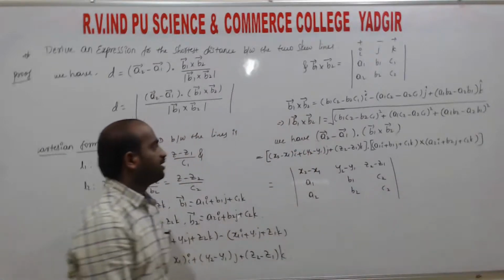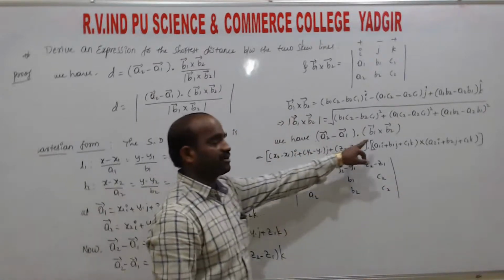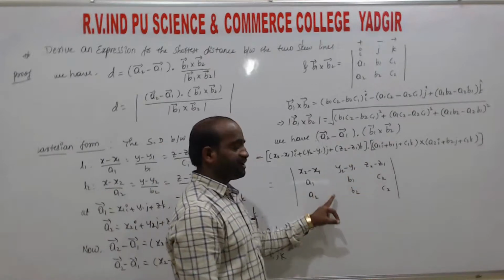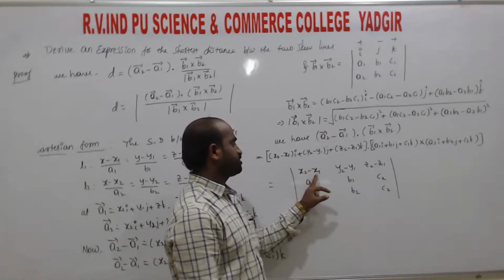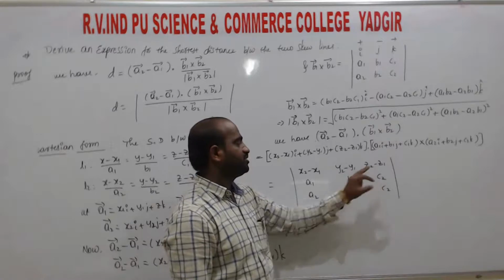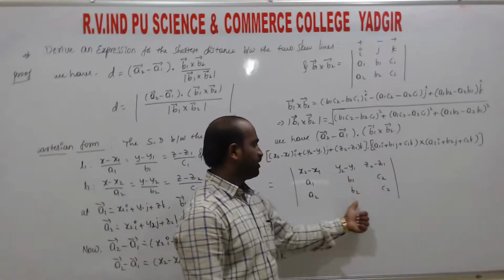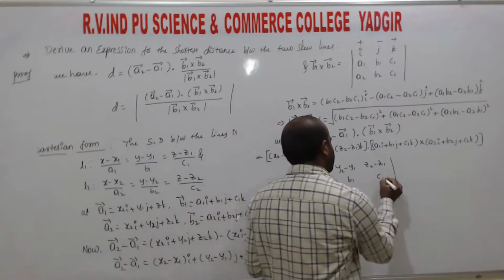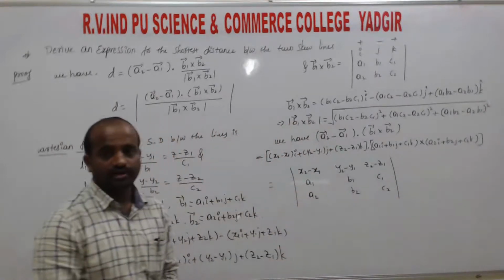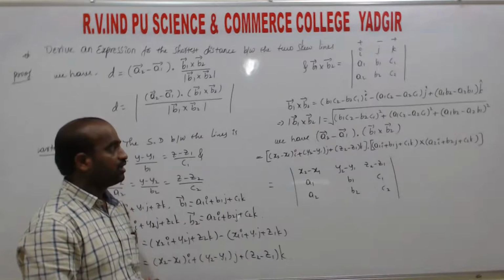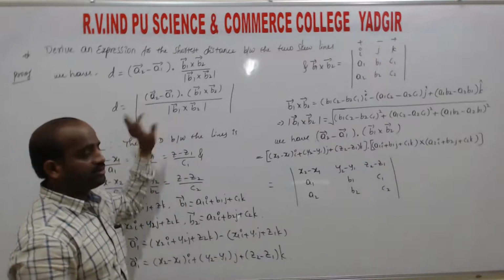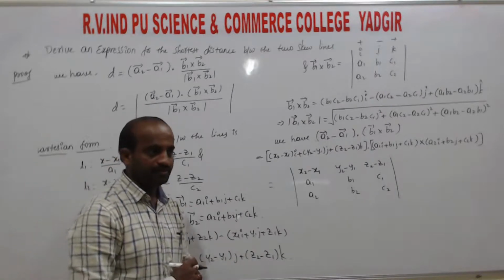So (a2 minus a1) dot (b1 cross b2) is equal to the determinant with first row x2 minus x1, y2 minus y1, z2 minus z1, second row a1, b1, c1, third row a2, b2, c2. All are substituted in vector form.